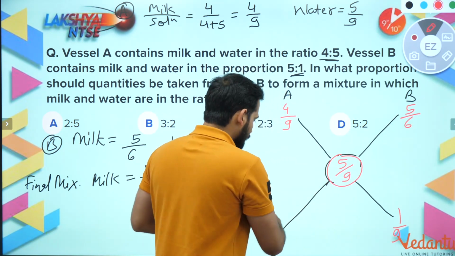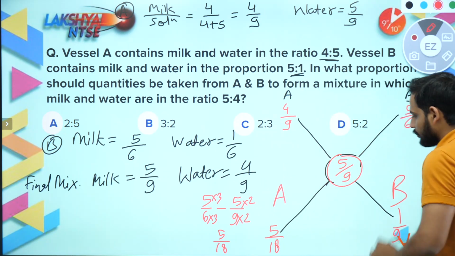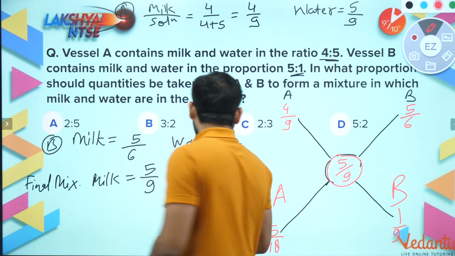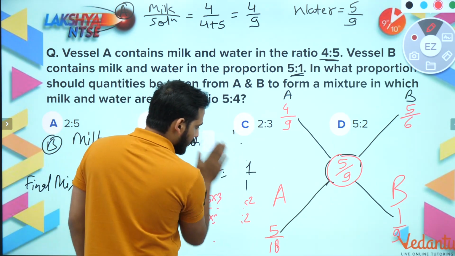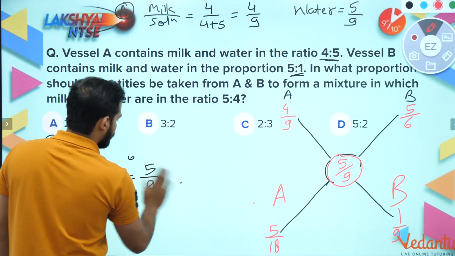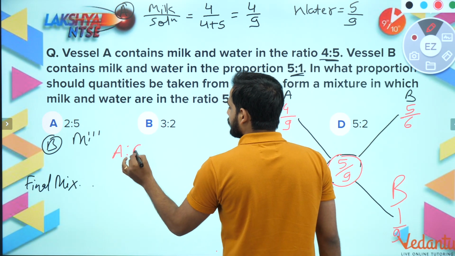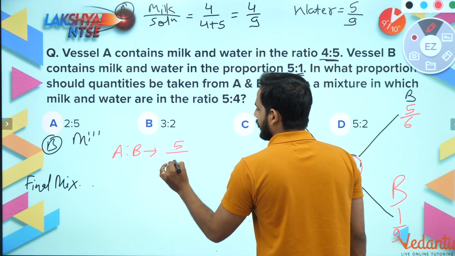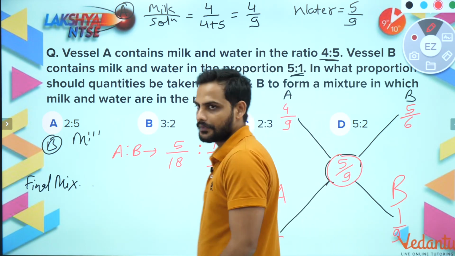The answer should be positive. So now here, since it was written A, this will be your A, and this will be your B. So you should mix A and B in the ratio of 5/18 to 1/9. You should mix A and B in the ratio of 5/18 to 1/9. So let us see, the A to B ratio we got is 5/18 to 1/9. Correct?